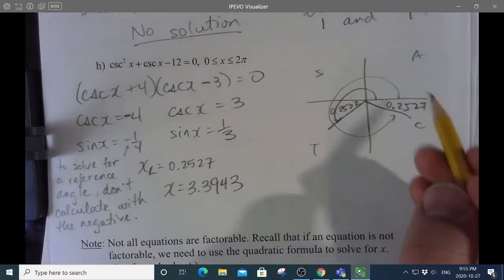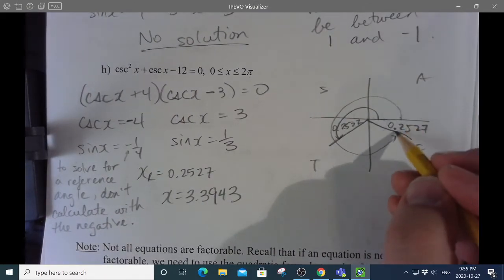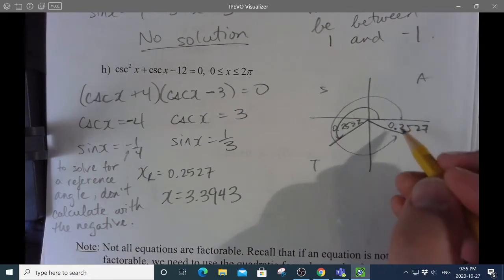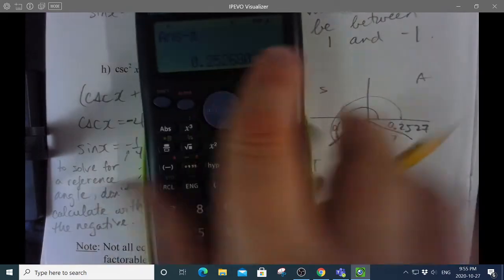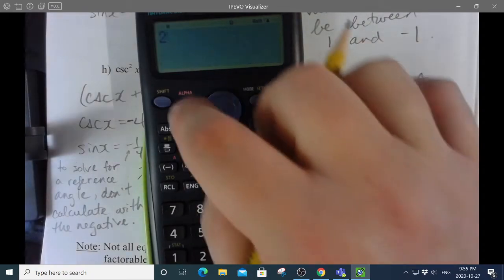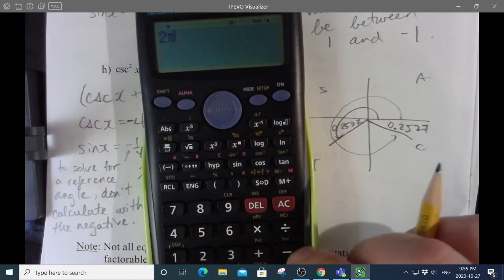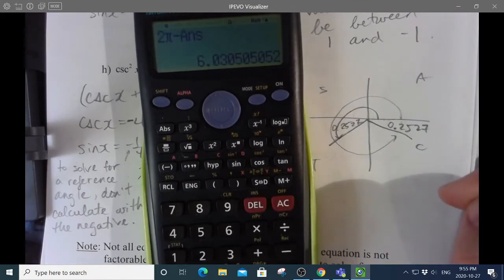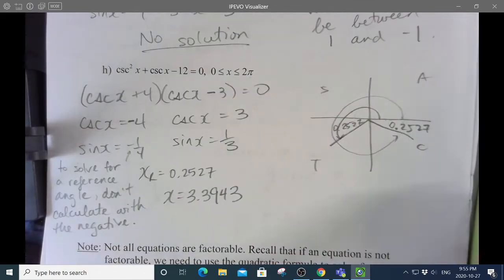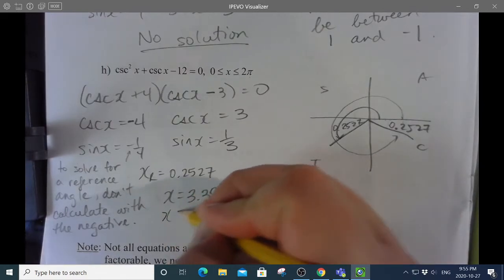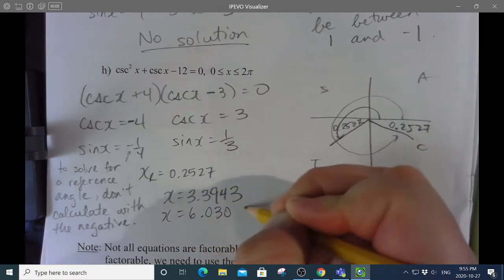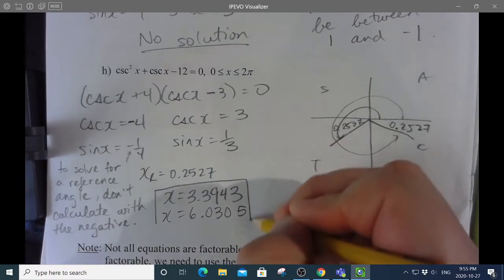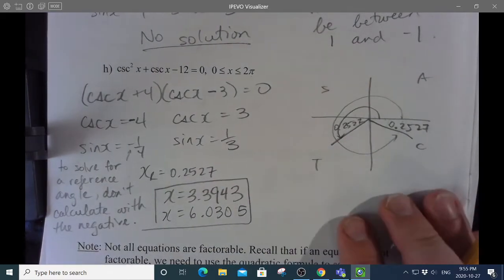And okay, now I got to figure out this one. Well, if I kept going, I'd hit 2 pi. So this is 2 pi minus that decimal. So 2 pi minus the answer I had a second ago, and that's 6.0305. So there's two of my answers. I'll box them. I still got a couple more to find, though.